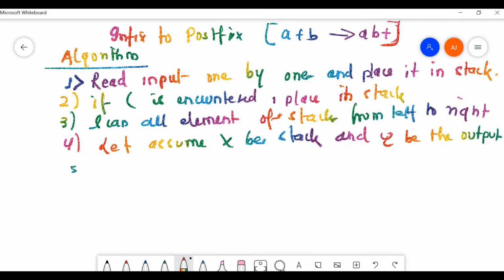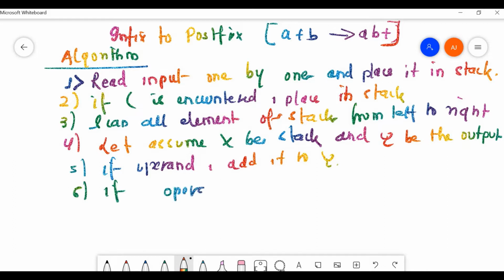Okay, so if an operand is there, add it to y, that is the output. If an operator is encountered, so we have two steps. We have two cases we have to follow. Let's see what the two cases are.